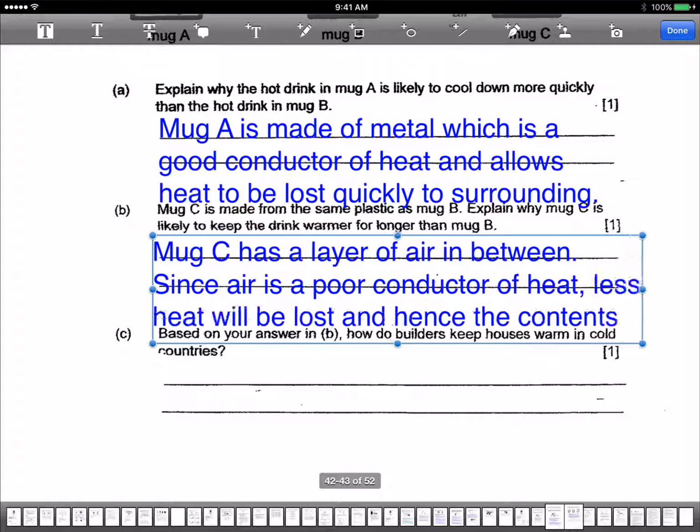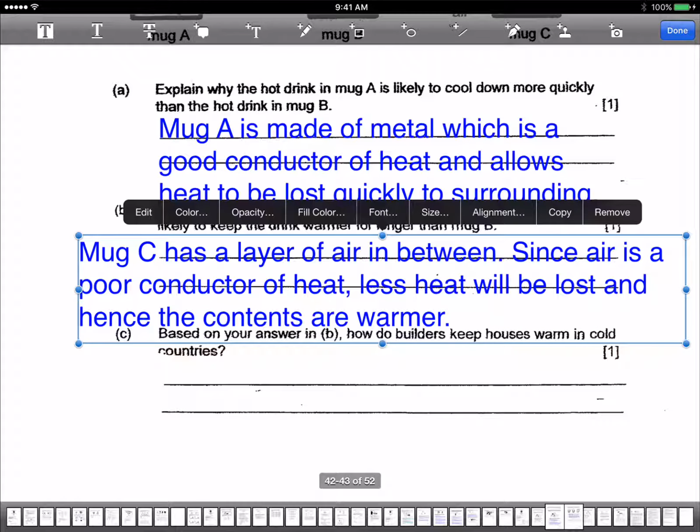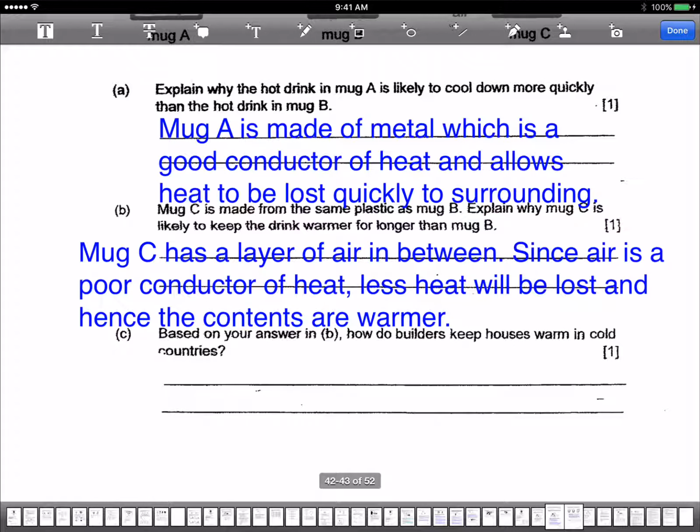Mug B is made entirely out of plastic, but mug C has air in between the walls of the mug. But you must say air is a poor conductor of heat, yes. So the idea here is you must identify the air. You must say there is air in between. Poor conductor of heat, loses heat slower. Therefore, the contents become warmer. Okay? So very standard, right? All the answers. Okay, next.